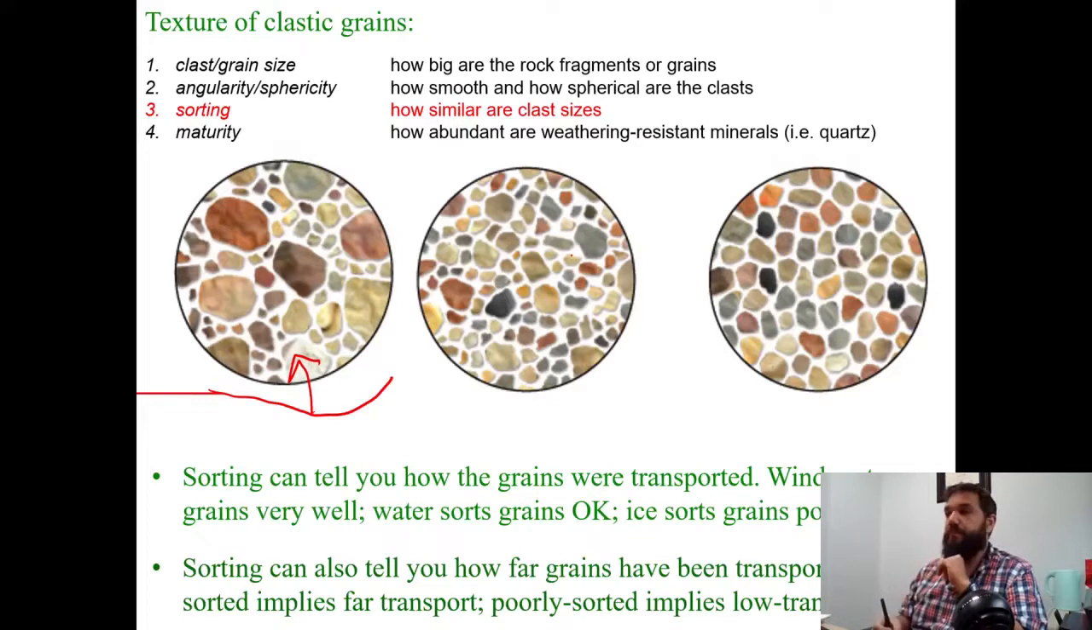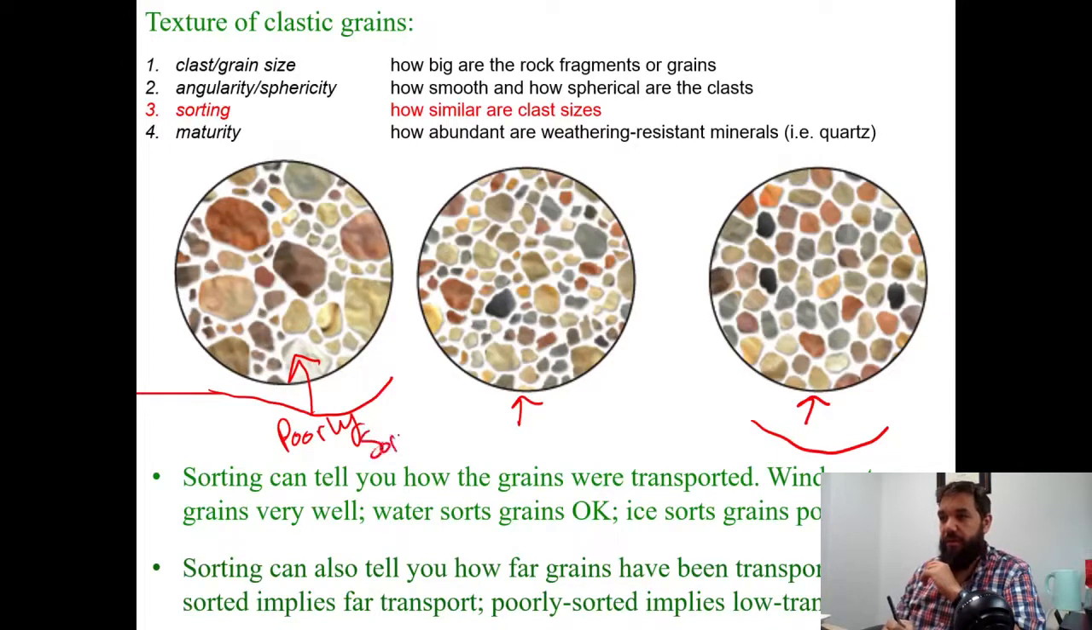Okay. You could have something, on the other hand, that is well sorted. If you take a look at this sediment, you'll notice that every sediment clast is about the same size. That's well sorted. This one is sort of medium, and this one is poorly sorted. Okay. And this over here is well sorted.